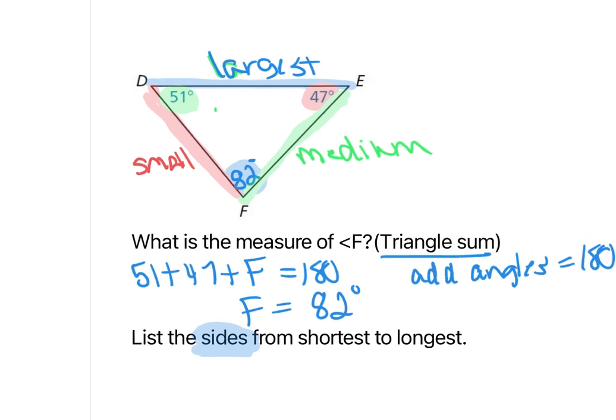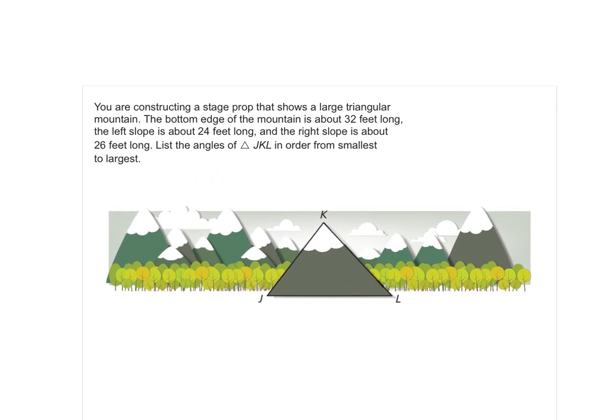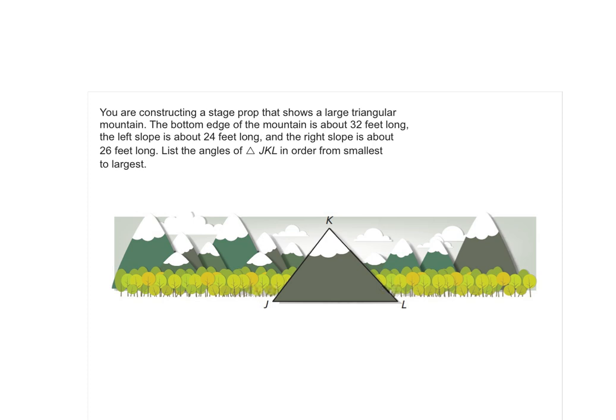So what that means, if we are listing the sides, remember it takes 2 points to name a side or a segment. If we're going shortest to longest, shortest would be the smallest, so we would have DF be the shortest, the middle would be EF, and then the longest would be DE. And we figured that out based on the measure of the angles. And you can go the other way as well with it.